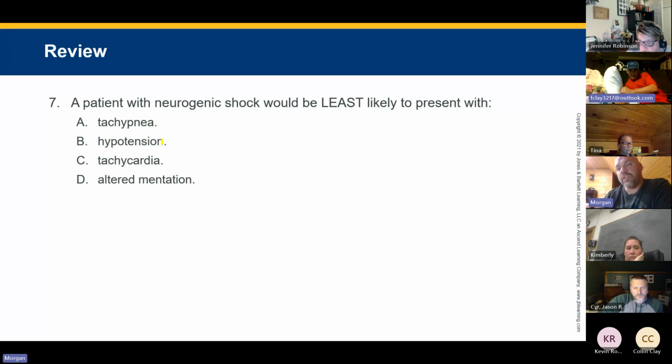So they're definitely going to be hypotensive because their vascular system is opening up and blood pressure is going down. They're going to be compensating with tachycardia. They may not be altered. So it's going to be between A and D. I think we're going to go with D. Stick with it. I'm going to go with D too.